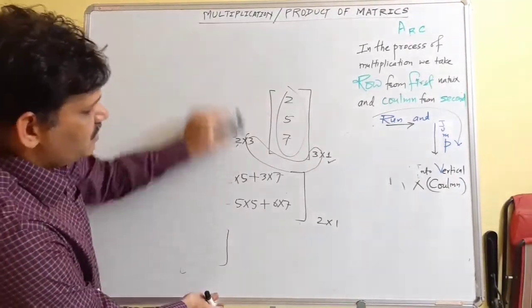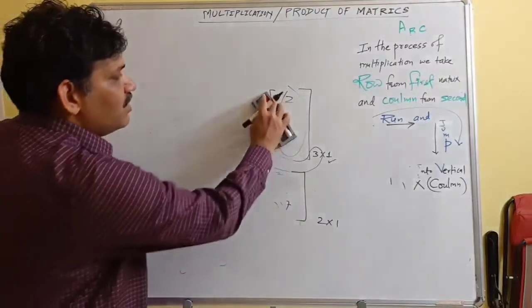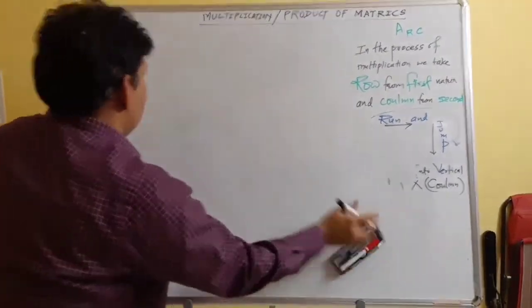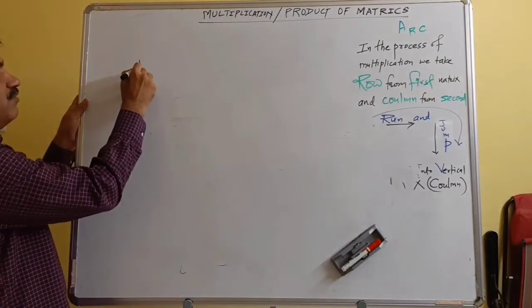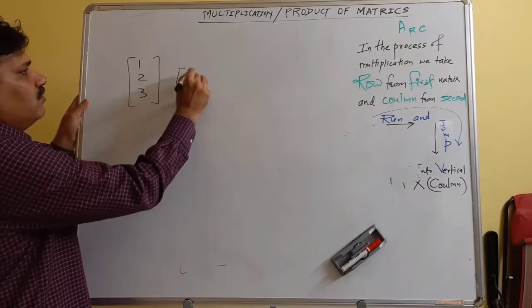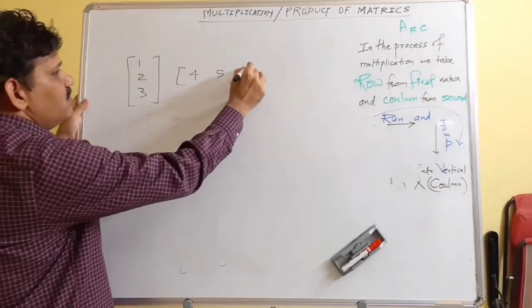The product is amazing. See, we take an example and you will find, oh, let's try to multiply 1, 2, 3 with 4, 5, 6.